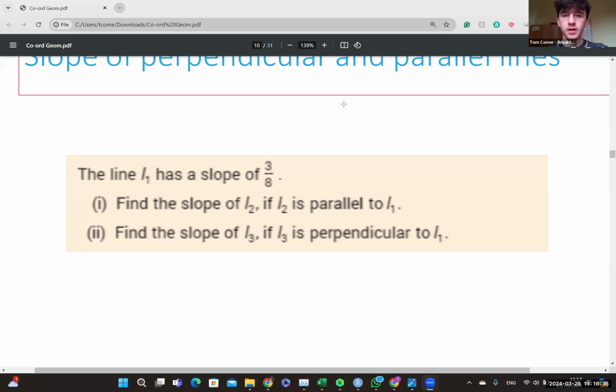Really, really good. Yeah, -8/3, brilliant. So the answer to the first one, guys, as a lot of you have correctly said, was just 3/8. If two lines are parallel, they have the same slope. Now, the second question asks, what's the line that's perpendicular to L1? And that's -8/3. So the first one's 3/8, and the next one's -8/3. One parallel, one perpendicular. Just like that.